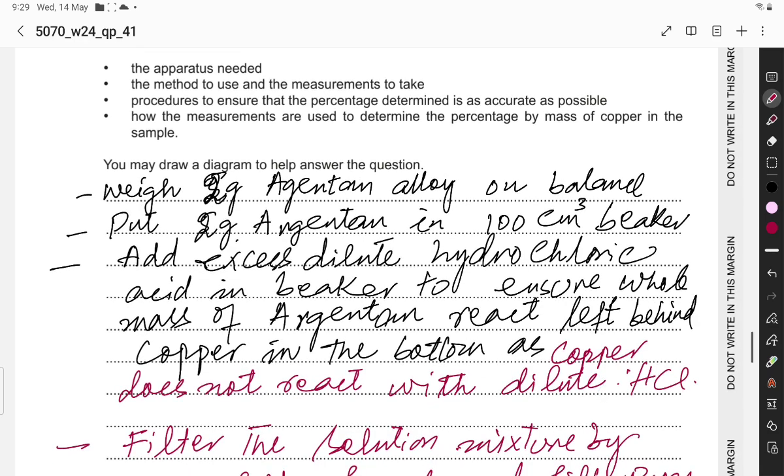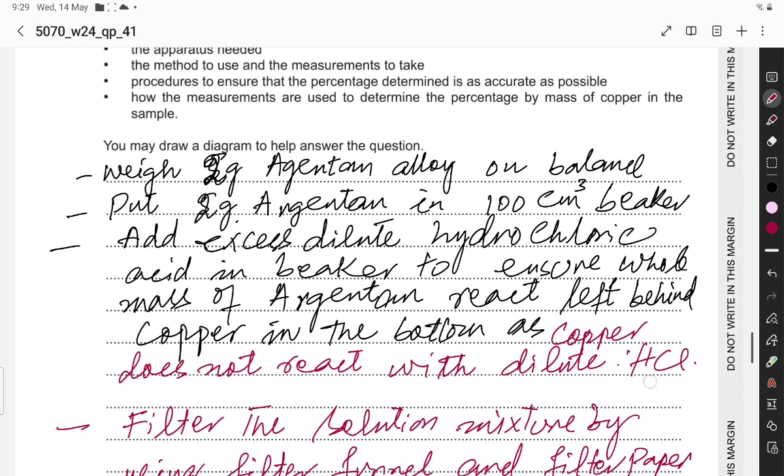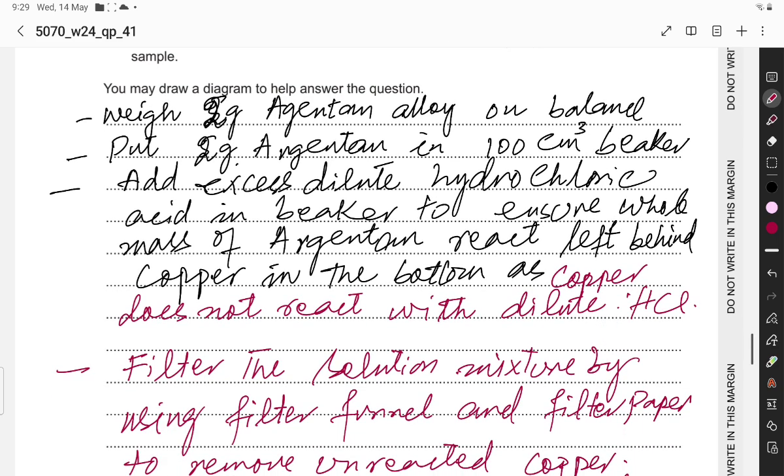Procedures to ensure that the percentage determined is as accurate as possible, and how the measurements are used to determine the percentage by mass of copper in the sample. You may draw a diagram to help the answer.